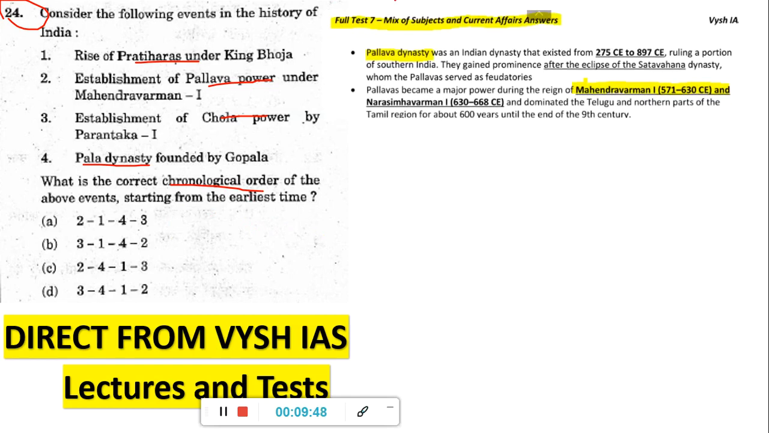Okay, so first if you see, this is a full test 7 which we gave to students that year. So Pallava dynasty, this is the time, and Mahendra Varma. The establishment was early, but they are asking about the establishment of Pallava power under Mahendra Varman I. So Pallavas became a major power under this person around 571 AD. So this range you will write.